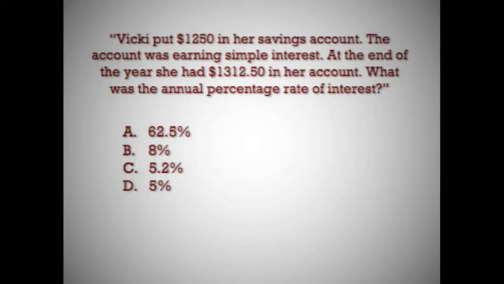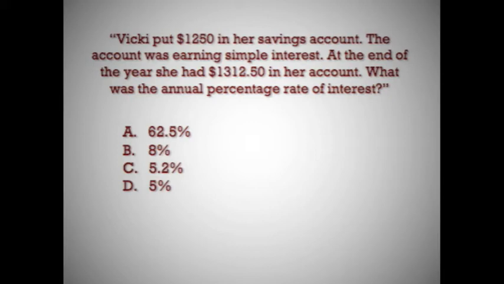Vicky put $1,250 in her savings account. The account was earning simple interest. At the end of the year, she had $1,312.50 in her account. What was the annual percentage rate of interest? The question specifically is asking for the annual percentage of interest, so we know from the question that she put $1,250 in her account at the beginning of the year.